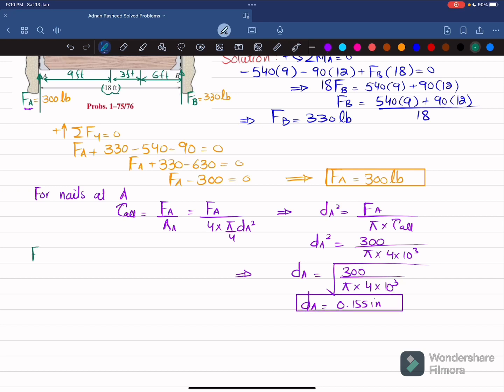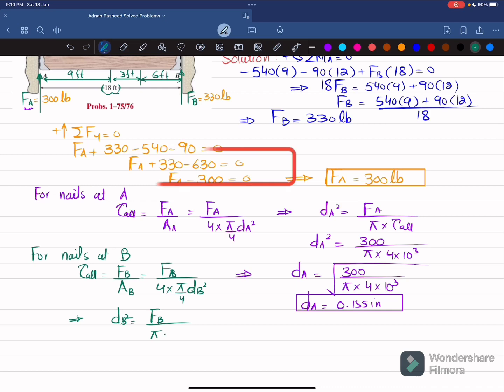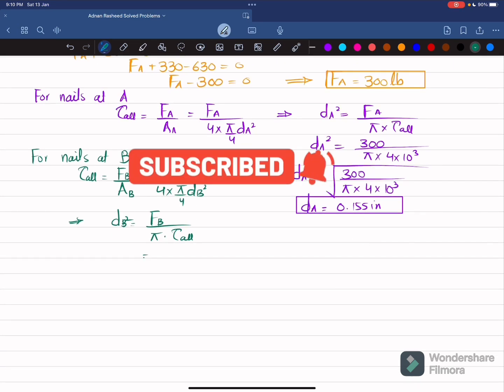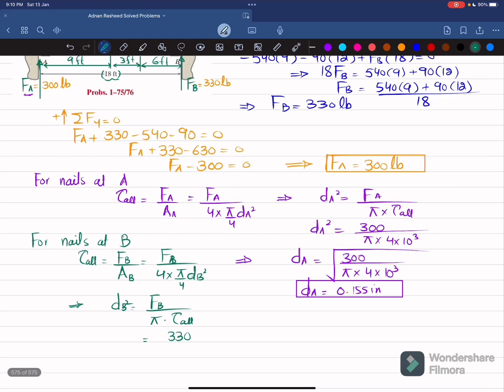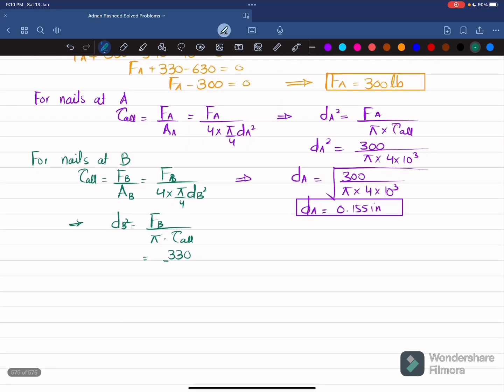Similarly, you can find it for nails at B. For nails at B, the allowable shearing stress is equal to the vertical shearing force at B divided by the area of nails at B. Since there are 4 nails, I will write 4 multiplied by the area of one nail, which is pi by 4 dB square. And the same way, dB square will be equal to FB divided by pi into the allowable. So you can put the value of FB, which is 330 pounds, divided by pi multiplied by the allowable 4 ksi, so 4 into 10 to the power 3.